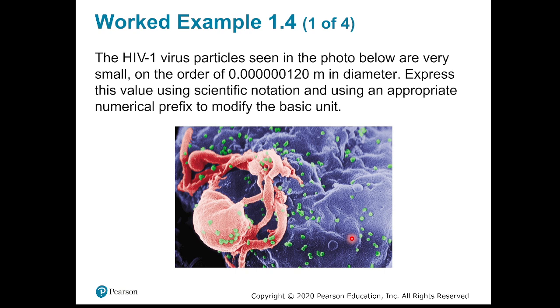So the HIV-1 virus particles seen in the photo below, and we see these right here, the little tiny green things, which is very small. It's on the order of 0.000000120 meters in diameter. Express this value using scientific notation and use an appropriate numerical prefix to modify the basic unit. So I want you to think about that for about a minute, and then I'm going to move on.